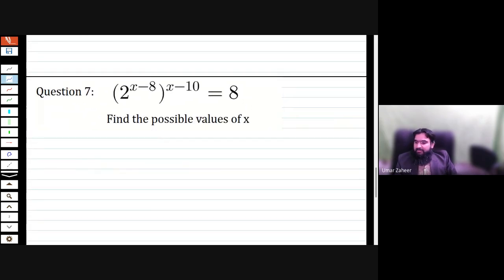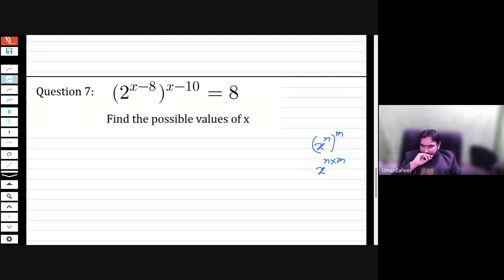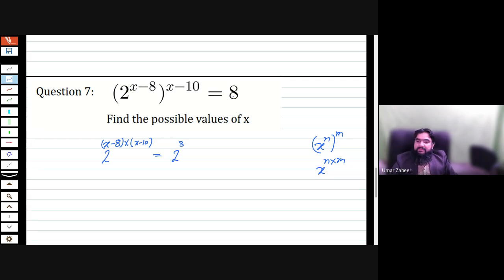All right. You know that if you have power of the power, we have to multiply. We have done this rule. If you have x raised to power n and whole raised to power m, so the power of the power will be multiplied. So we are doing the same thing. It will be x multiplied by x minus 8 is going to be multiplied by x minus 10. And we can write 8 as 2 raised to power 3. Yes, this step is clear.